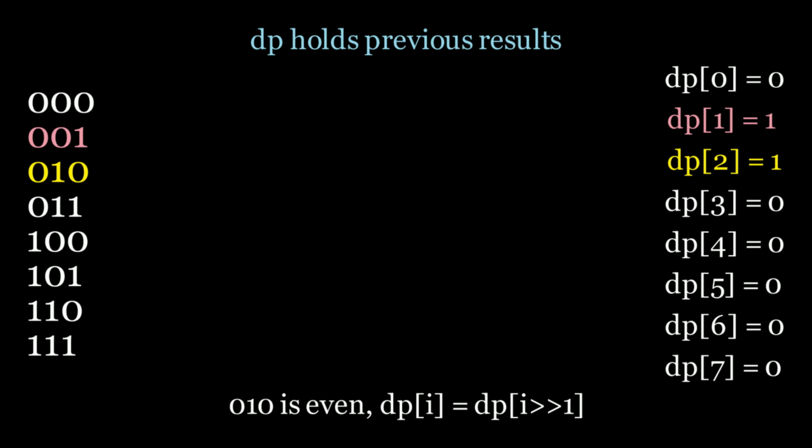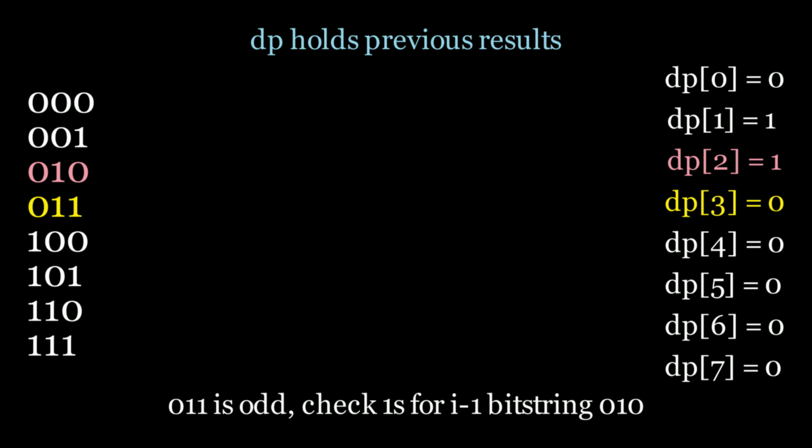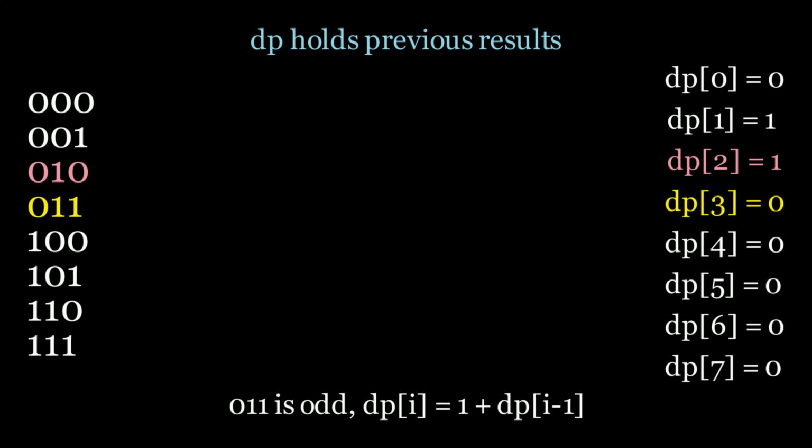And these are the two cases, right? You could either be even or odd. And this is the formula we're going to use to calculate the rest. So let's go to 0, 1, 1. 0, 1, 1 is odd. So we need to check the result from the previous bit string, which in this case is 0, 1, 1 minus 1, which is 0, 1, 0. Now we know since we're odd, we're going to have one more 1 than the previous even number, right? And so dp of 3 is equal to 1 plus dp of 2. In this case, it's 2.